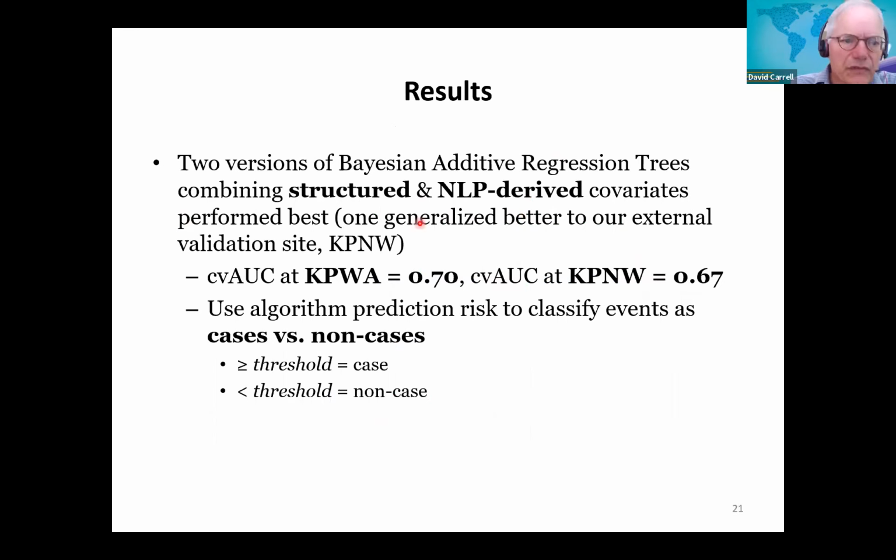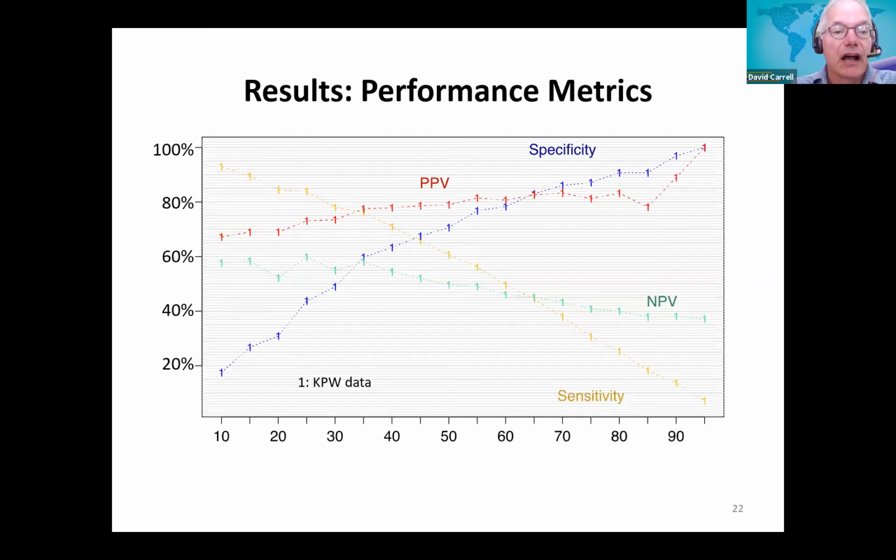The two Bayesian additive regression-tree models performed best. As you just saw, the CV AUCs there were 0.7 at Washington. It degraded somewhat at Northwest, but not drastically, so we're encouraged by that. And then we used this model to classify each of the events, either cases or non-cases.